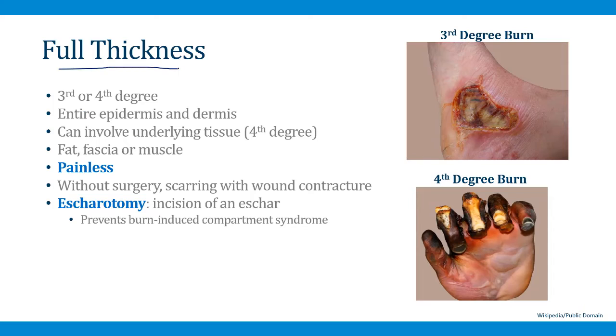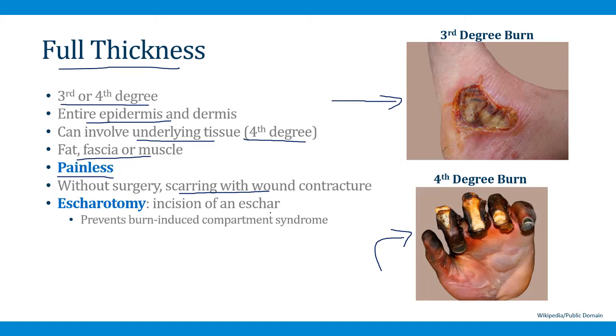And then finally, full thickness burns are what used to be called third or fourth degree burns in the old system. These burns involve the entire epidermis and the dermis, and they can even involve the underlying tissue like the fat, fascia, or muscle, and when they do involve the underlying tissue, they're called fourth degree burns. This is a picture of a third degree burn at the top of the screen and a fourth degree burn here at the bottom of the screen. These burns are painless because all the nerve endings have been destroyed. And these burns almost always require surgery because without surgery, they will scar and there will be wound contracture.